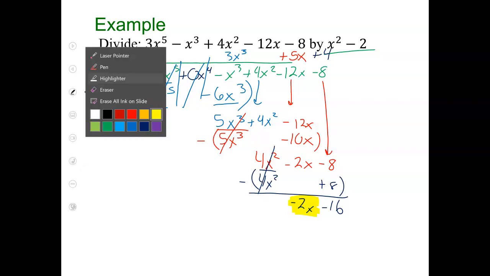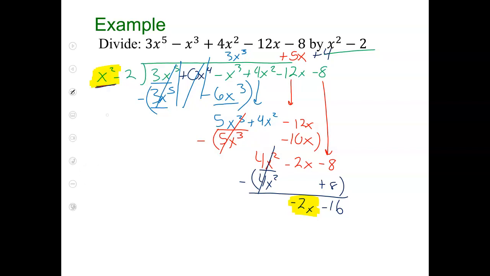So we're going to write our final answer. My quotient is 3x squared plus 5x plus 4 plus negative 2x minus 16 over x squared minus 2.